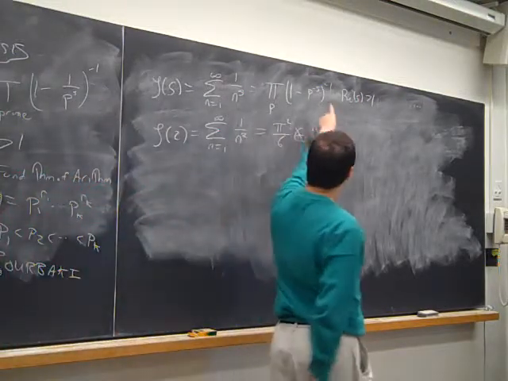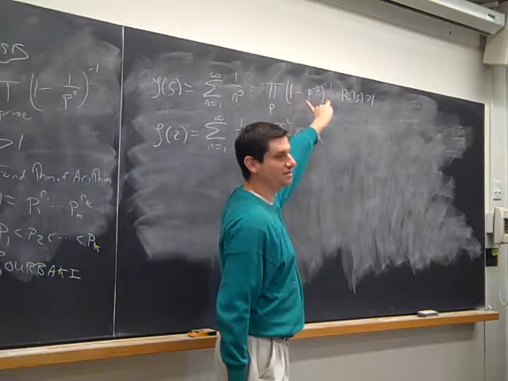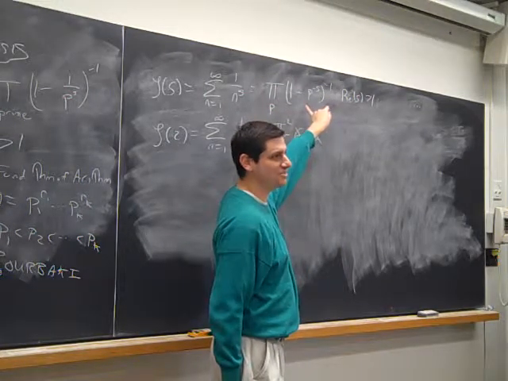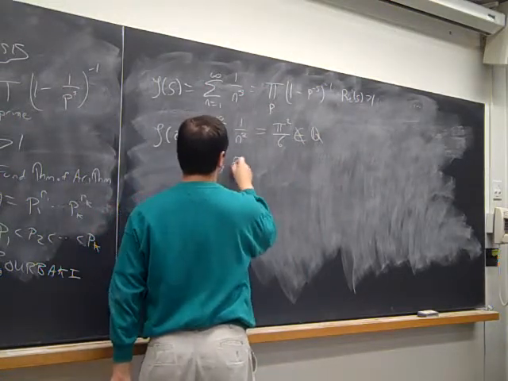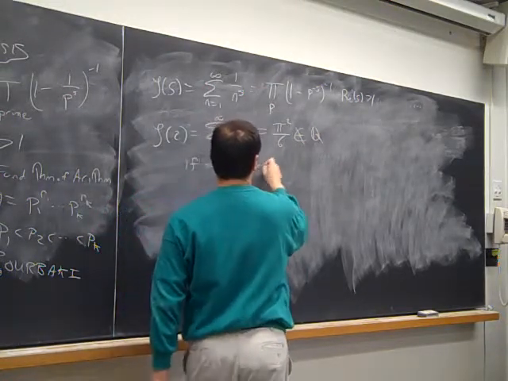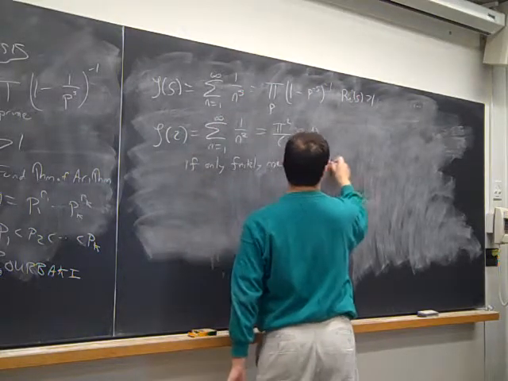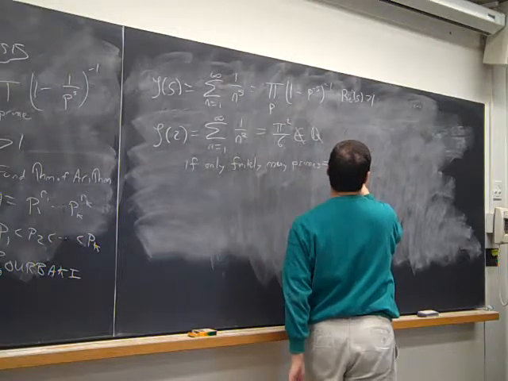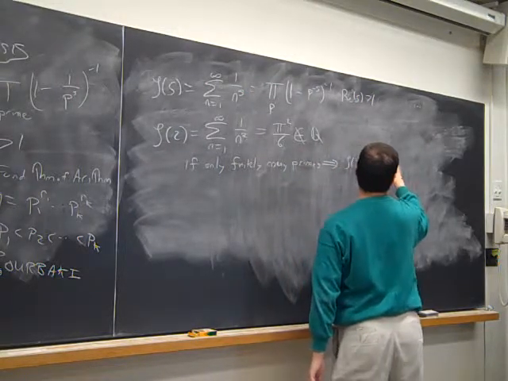Excellent. If there are only finitely many primes, this product is finite and rational. So, if there are only finitely many primes, it implies zeta of 2 is rational. Contradiction.